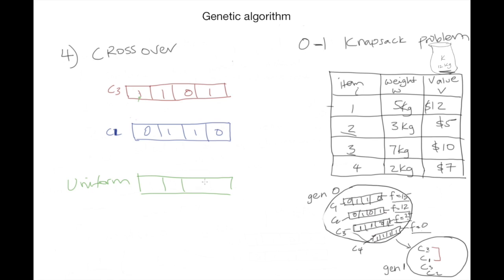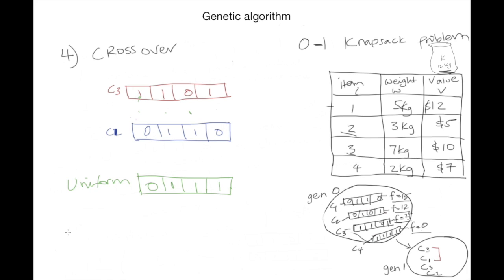We need to fill 4 gene positions. So one by one we look at the gene. So here randomly we decide, well, second parent contributes this gene here, so we put 0 here. Here we say, well, the first parent will contribute. For this gene we say, well, second parent contributes. Here the first parent contributes. So you can see the makeup of the offspring.